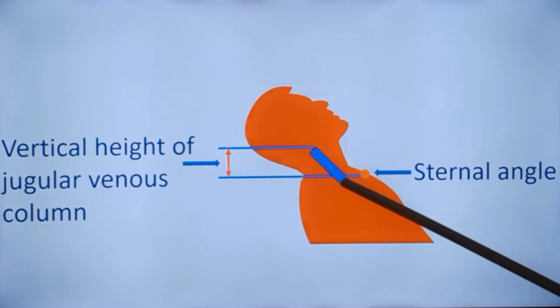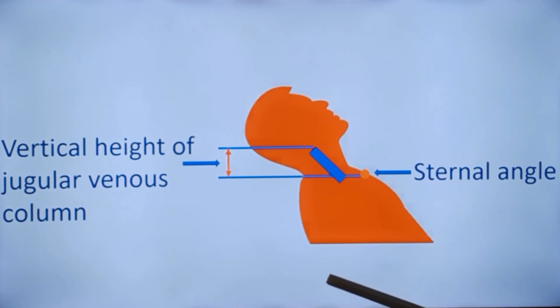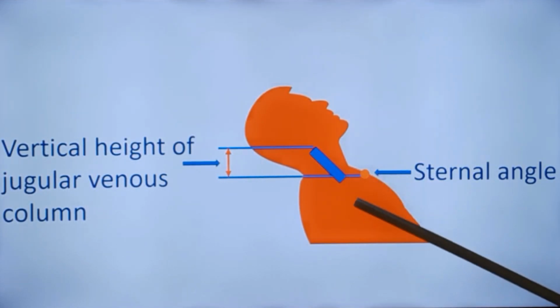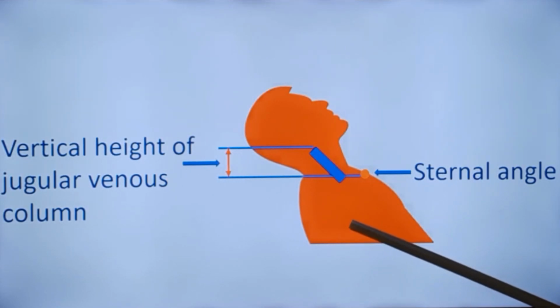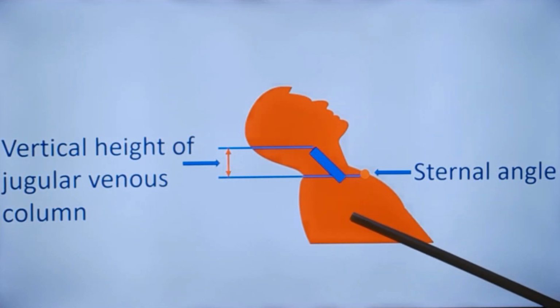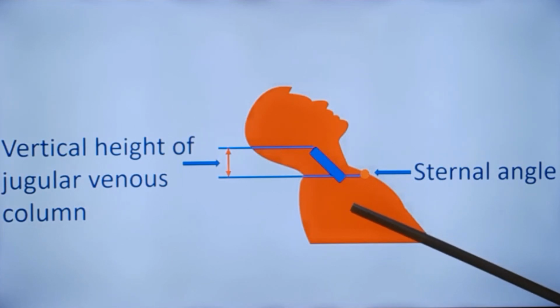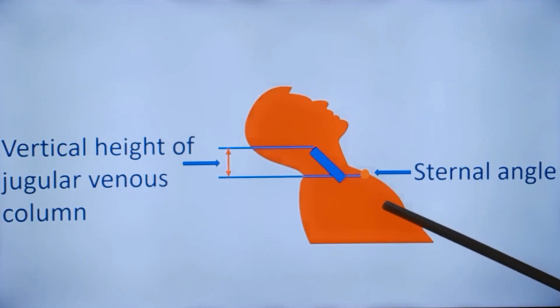And after measuring the jugular venous pressure, you will also look at the pulsations of the jugular vein. The pulsations are better seen laterally, and you may have to shine a light from the side of the neck to see the venous pulsations very well.